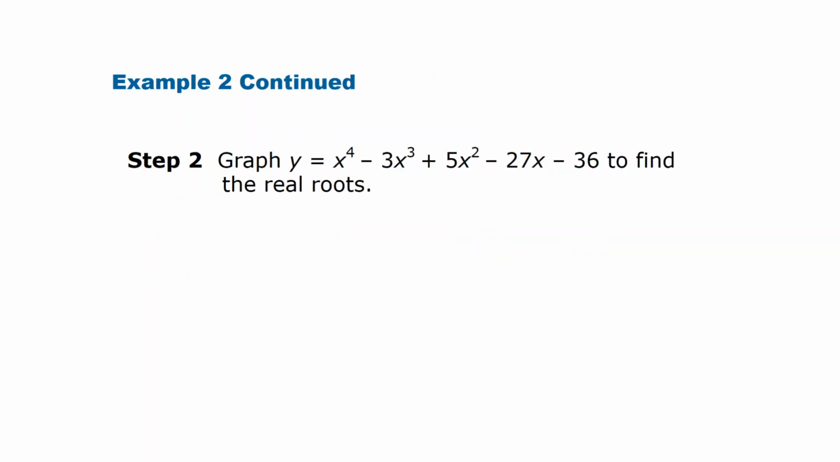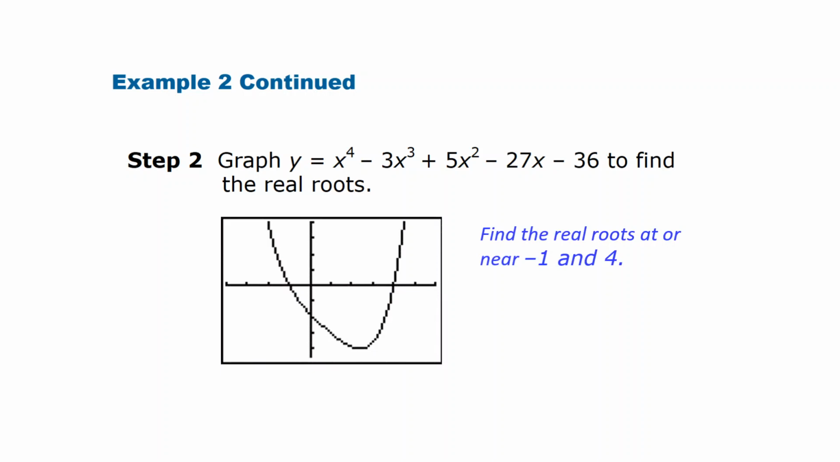So the first thing we want to do is put this equation in your calculator. All right, and this is really helpful. When we put this in our calculator, we can see that it looks like there's a real root at negative 1 and a real root at 4. Now remember, we were looking for all the factors of negative 36, and plus or minus 1 and 4 are both in that group. So the first thing we want to do is try using synthetic division to see if negative 1 and 4 are factors. So I'm going to set that up for us.